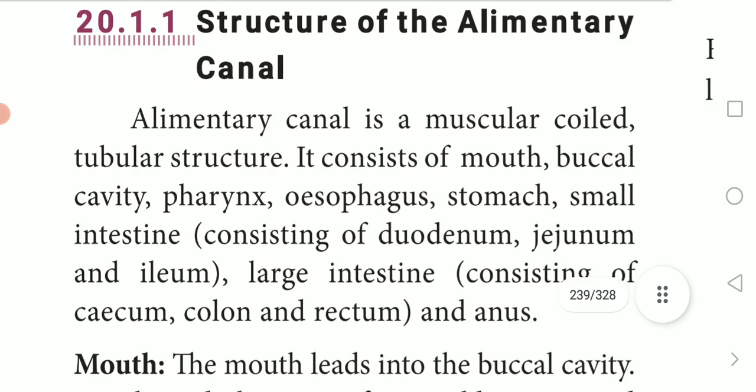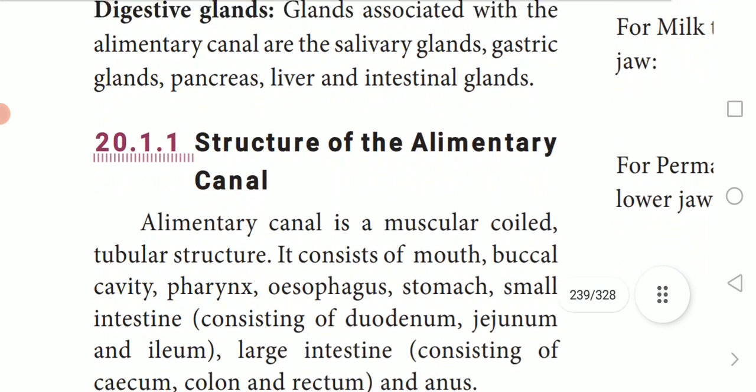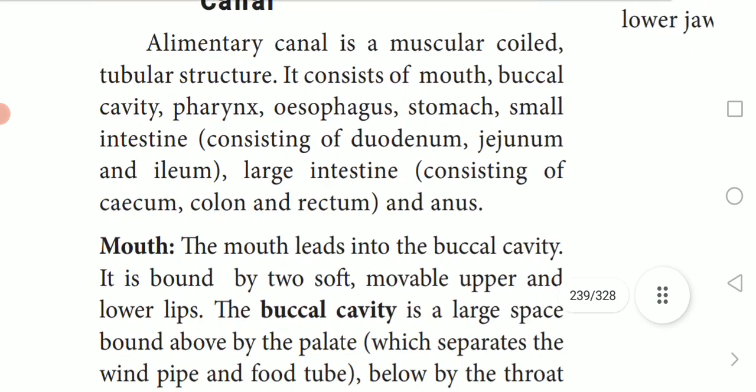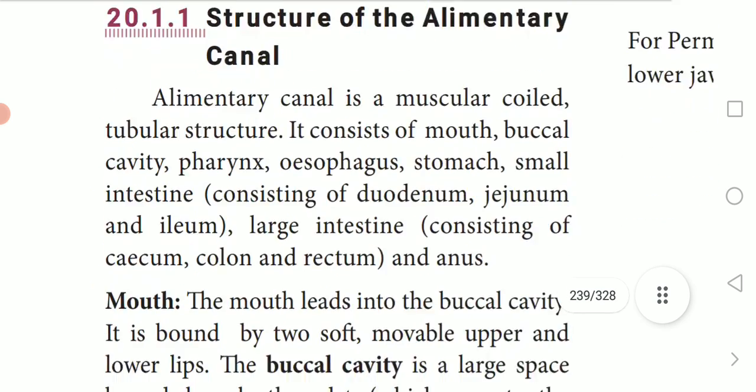The next one we'll see is the structure of the alimentary canal.